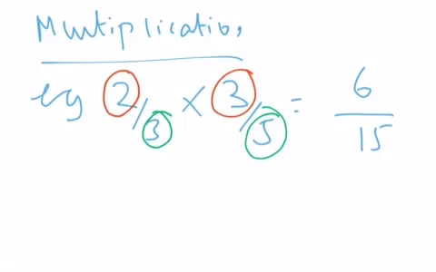Now, here we can actually simplify the fraction because 6 and 15, well, what goes into both 6 and 15? 3 does. How many 3s go into 6? 2. How many 3s go into 15? 5. So we can leave our answer as 2/5 because 2/5 and 6/15 are, just like earlier, what we call equivalent fractions.